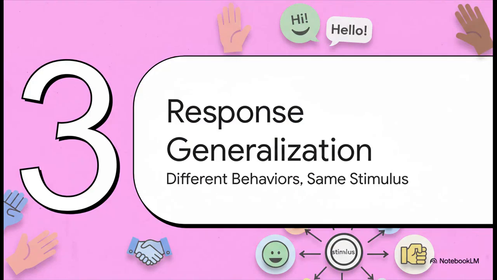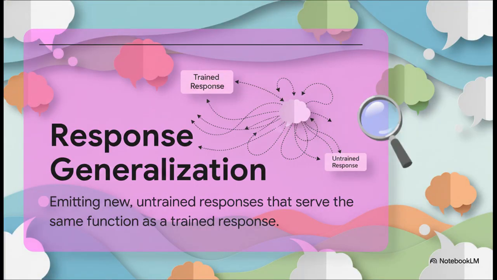All right, let's move on to the second type. This is going to complete the picture for us. This one's called response generalization, and it's the key to understanding our second puzzle about the different ways of greeting someone. Now notice the flip here. The key part of this definition is that the person starts using untrained responses. They're essentially developing new behaviors that accomplish the same exact goal as the original behavior they were taught.